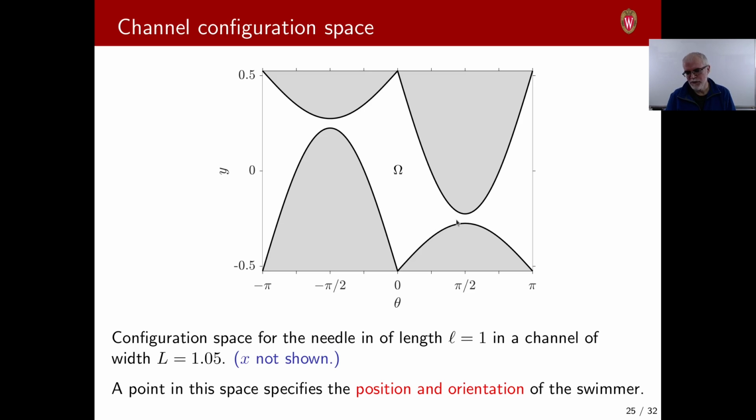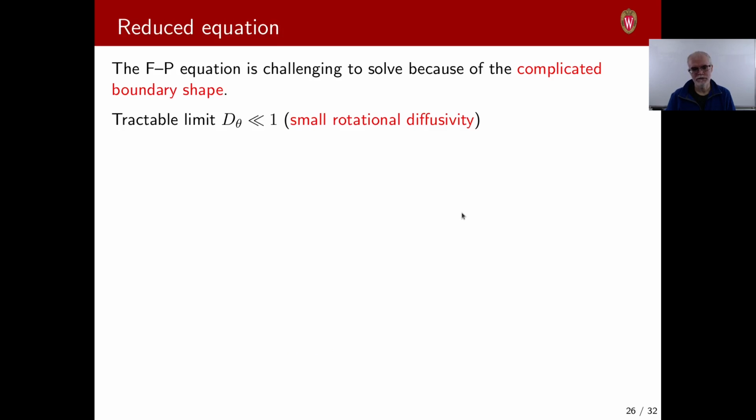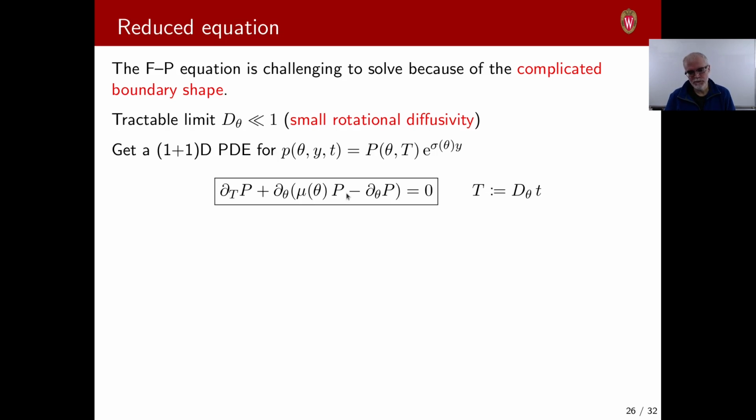If the swimmer goes from 0 to pi over 2 to pi, it has reversed direction in the channel. And the fact that this is a small gap means that it's quite difficult for the swimmer to reverse direction. So, in fact, of course, solving this Fokker-Planck equation is quite a challenge, but there's a nice limit. If you assume that the rotational diffusivity is small, then actually you get a beautiful reduced equation where you can write a one-dimensional PDE, a 1 plus 1 dimensional PDE, for a probability density amplitude P of theta, and the y dependence is solved for exactly.